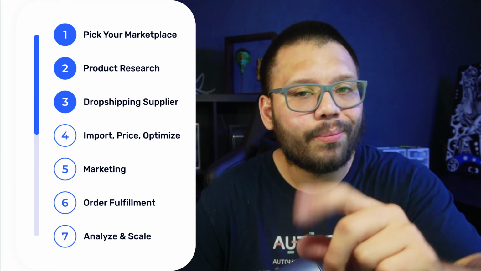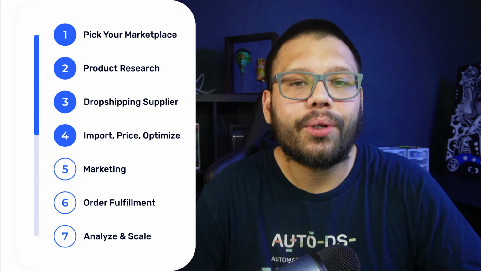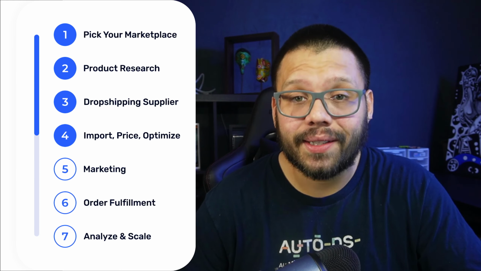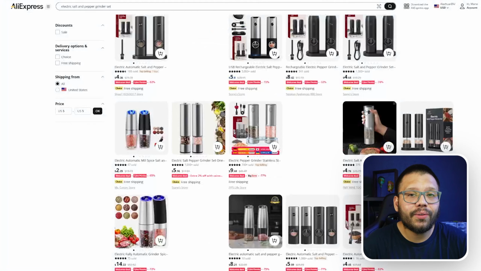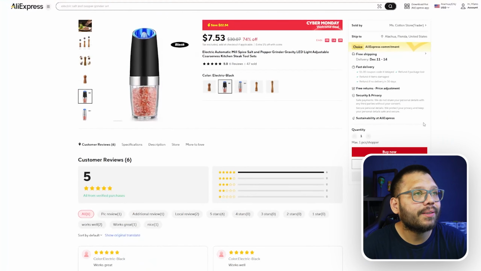All right, step 4. Product page. We need to start importing our products and calculating our prices. Now, to do this, all you have to do is go to your supplier on AliExpress. So let's say we do want to import this salt and pepper grinder.